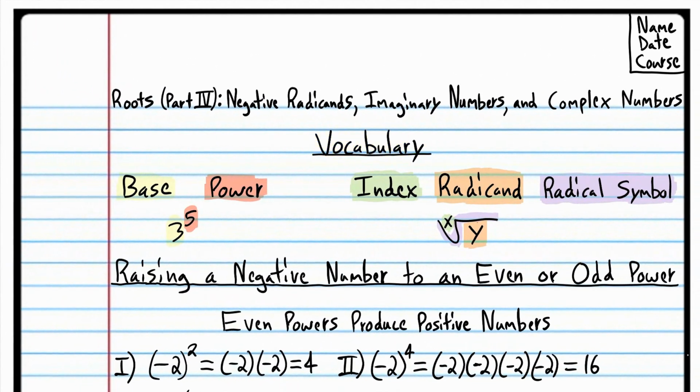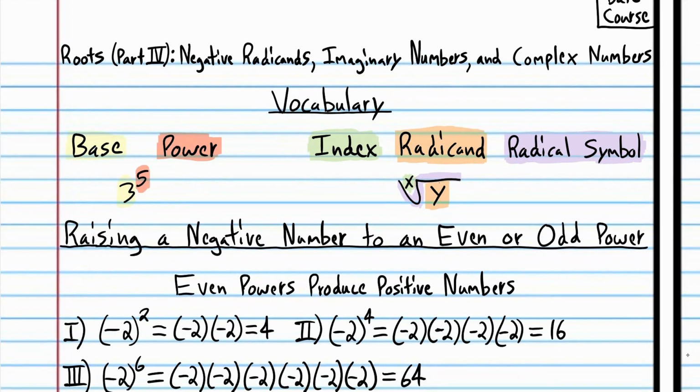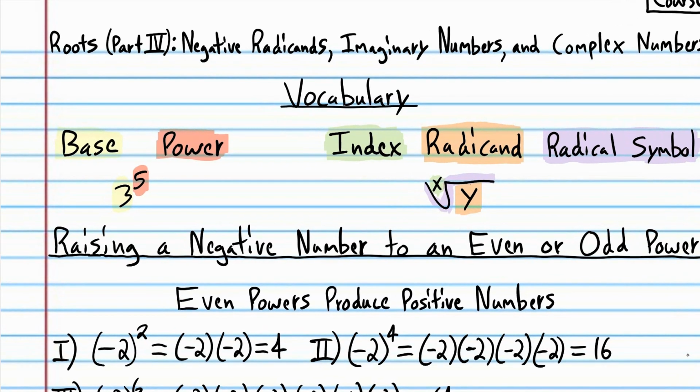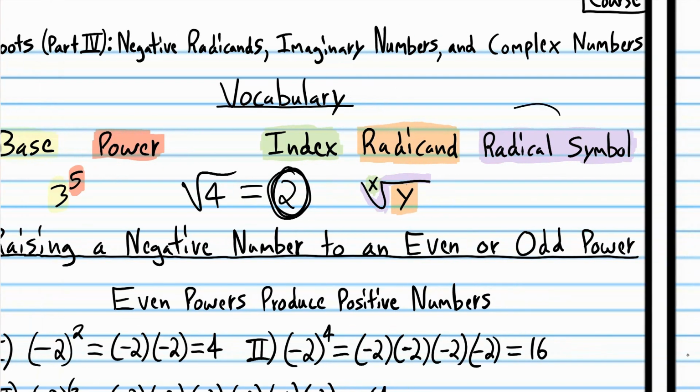You know that this number here is called a power, but it's also important to know that this number is called the base, and we're going to use that in class today. Now you know that this number over here is called the index in the root symbol, but it's also important to know that this number is called the radicand under the root, and the root symbol itself is called a radical symbol. So if you take the square root of 4, the number that you get is technically the root. But the actual symbol that you use to find the root is called the radical symbol.